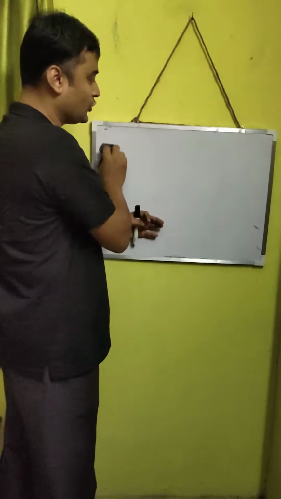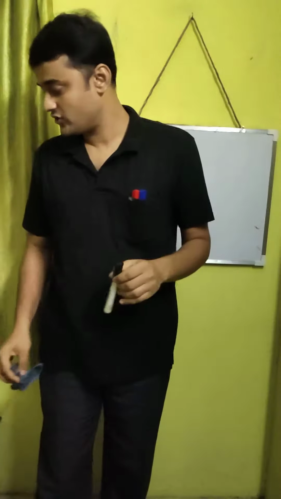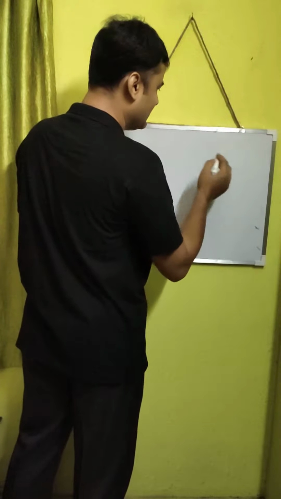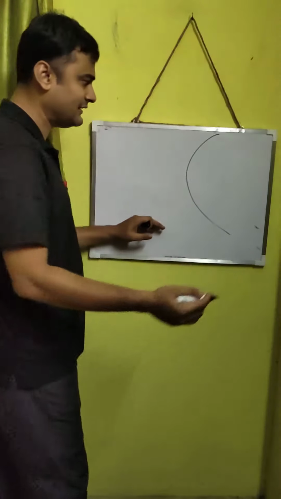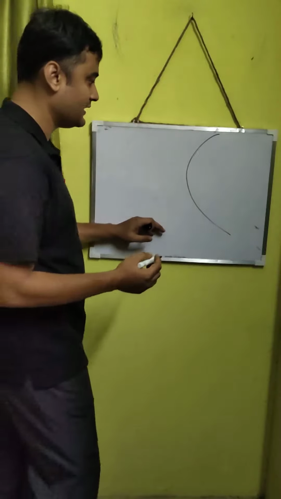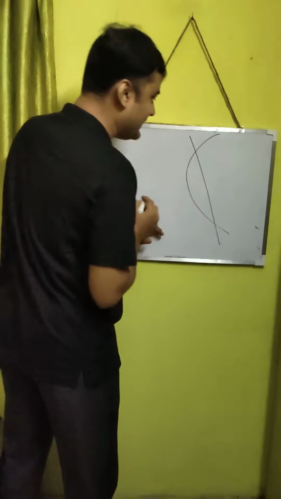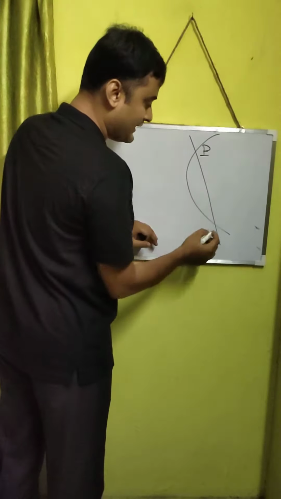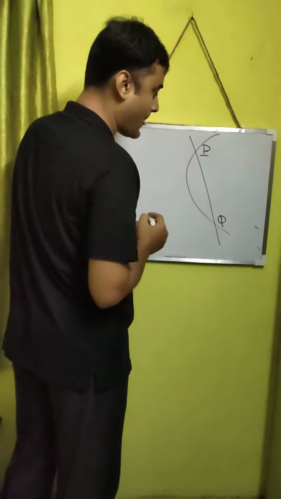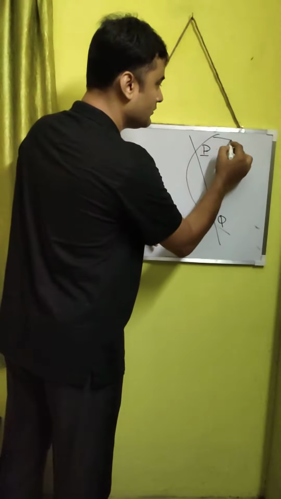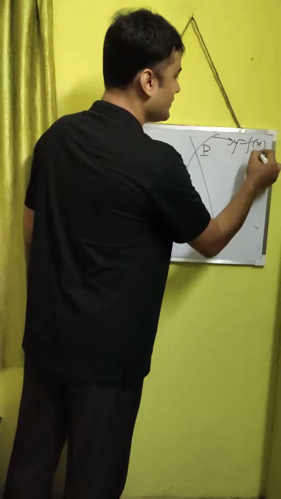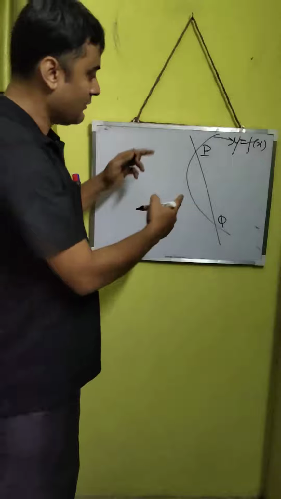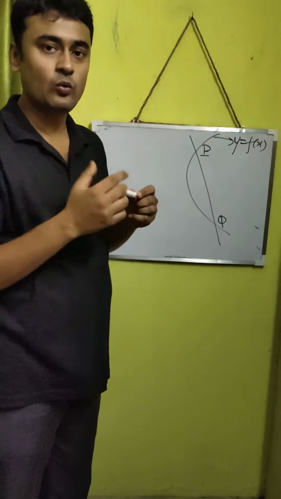Okay, so let us assume that this is a curve. This is a curve. In general, this is a curve. Now, this is a chord. Let these terminal points be P and Q. Okay, so this is a chord. The equation of this curve is y equal to f(x). Okay, PQ is a chord to the curve y equal to f(x).